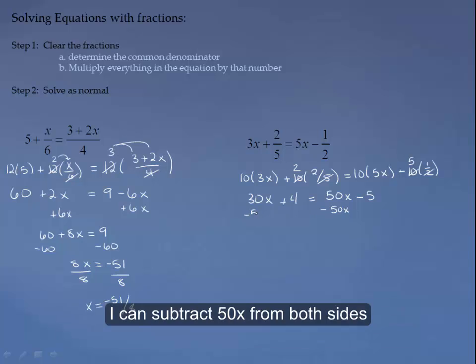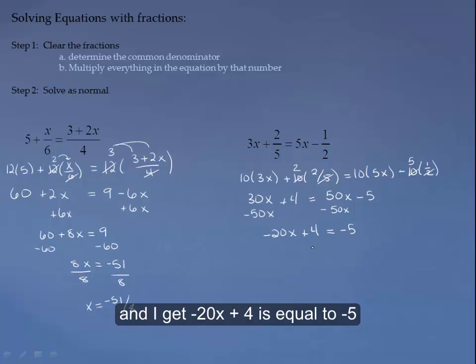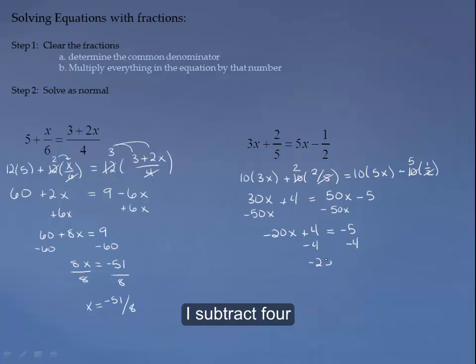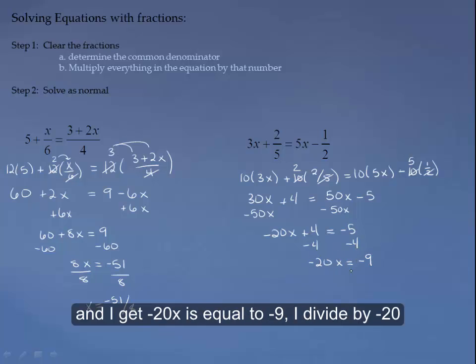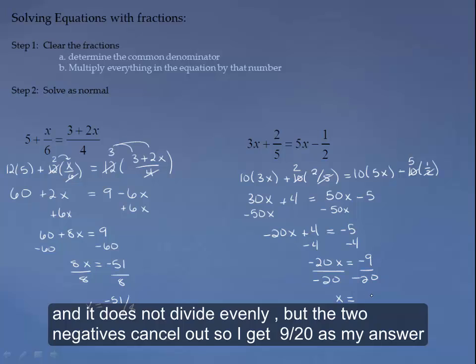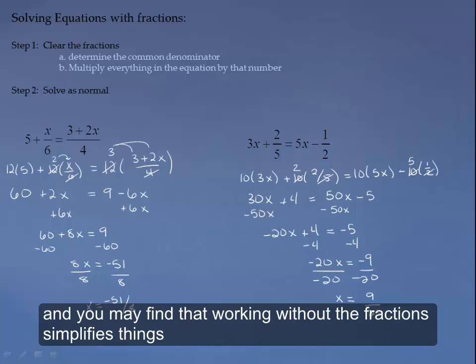I can subtract 50x from both sides. And I get negative 20x plus 4 is equal to negative 5. I subtract 4. And I get negative 20x is equal to negative 9. I divide by negative 20, and it does not divide evenly, but the two negatives cancel out, so I get 9/20 as my answer. And you may find that working without the fractions simplifies things.